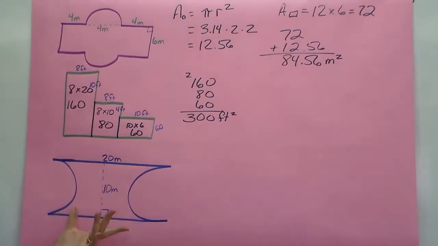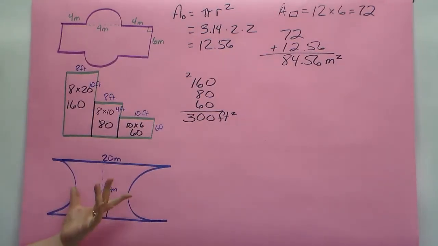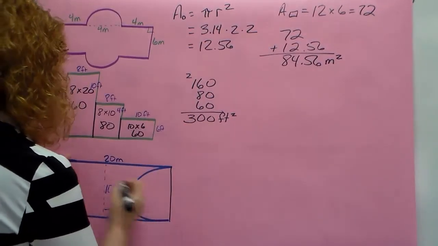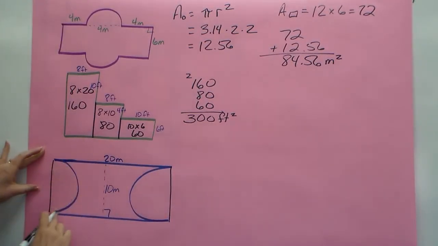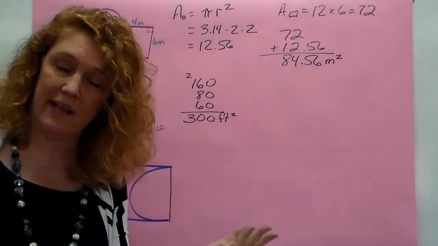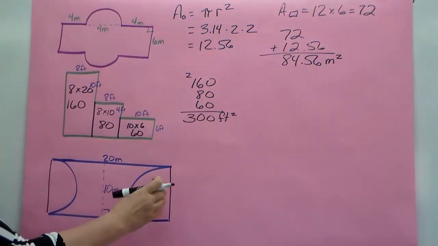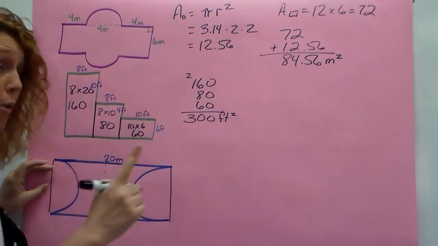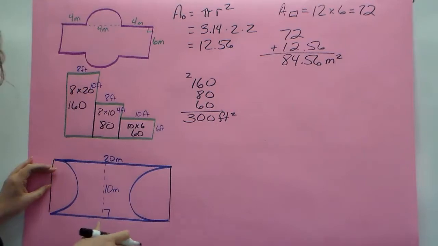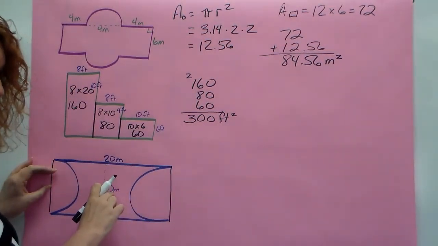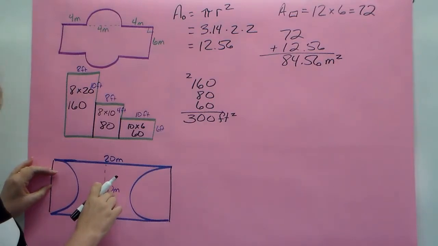Then we've got this thing. And essentially what this thing is, is a rectangle with a half circle cut out on each side. And if I could draw well, they would be the same size. But essentially these are two half circles. So I'm going to treat them like one whole circle when I do my math. And that whole circle has a diameter of 10. So it's got a radius of 5.